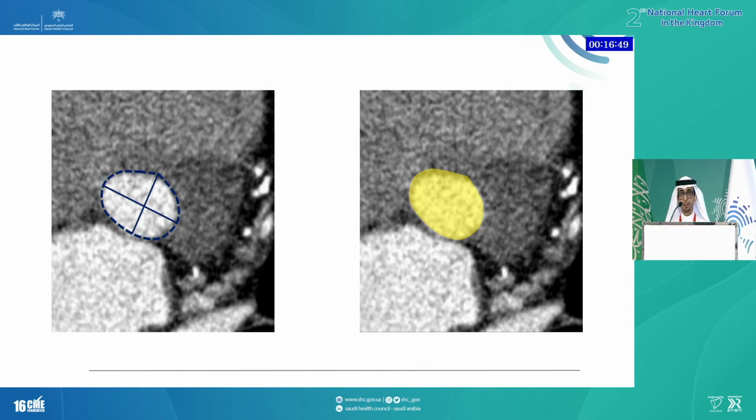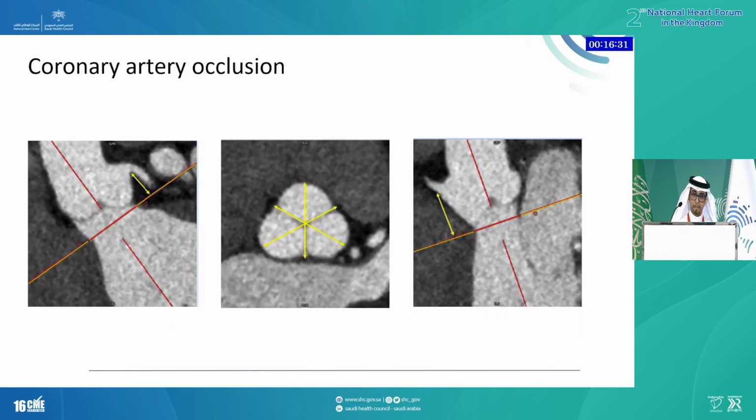Also by CT, we can assess the annulus, which is the gold standard for choosing the size of the device. Usually we assess the area, perimeter, and diameters. And the most important parameter also is to assess the risk of coronary artery occlusion.